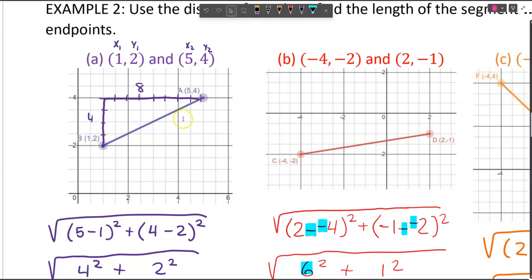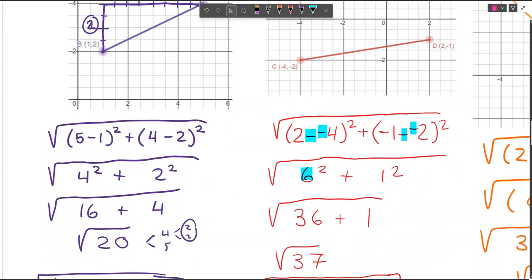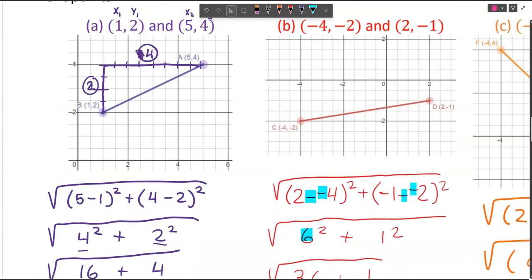Interesting. So when you get that, okay, well, I think I might have counted by halves, actually. I just realized those are halves. So this is actually a 2. This is a 4. My apologies. This is 2, 3, 4. So 2 and 4 are my legs. 2 and 4 are the numbers in the distance formula.